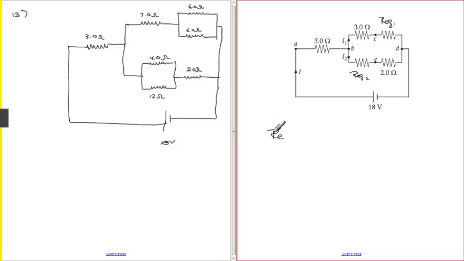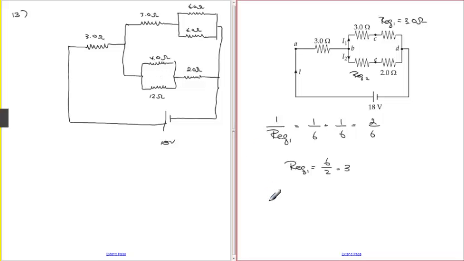So the equivalent resistance 1, because these two here are in parallel, we use the reciprocal relationship. So we'll have 1 over the equivalent resistance is 1 over 6 plus 1 over 6. We're using those two right there, which is going to be 2 over 6. And if you take the reciprocal of both sides, you get 6 over 2, which is 3. So the equivalent resistance here is 3 ohms.